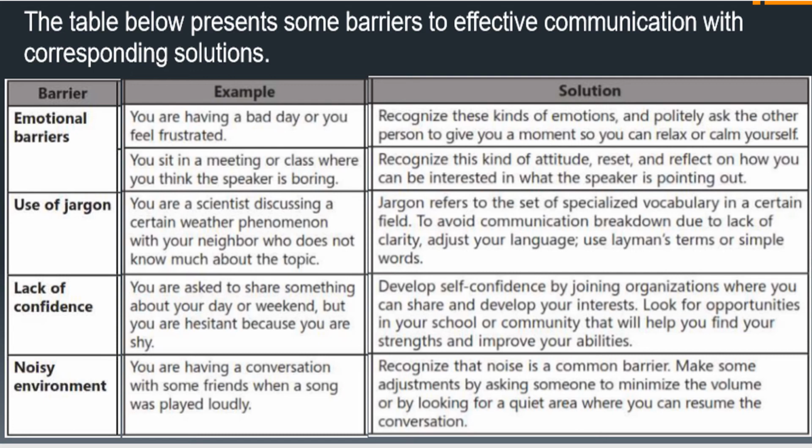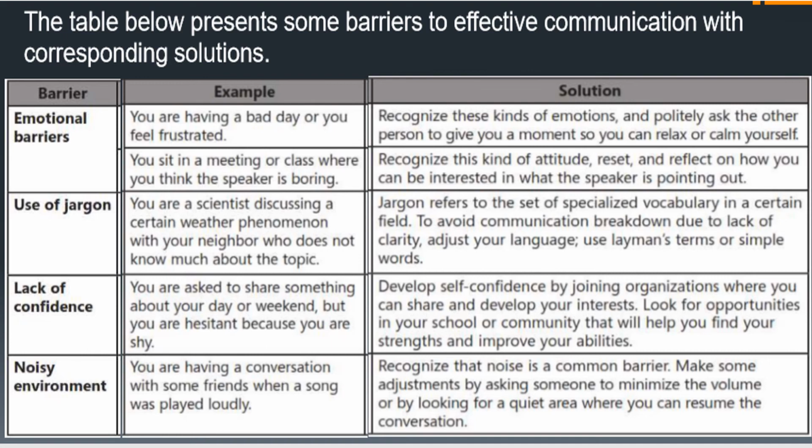The next barrier is the use of jargon. Example, you are a scientist discussing a certain weather phenomenon with your neighbor who does not know much about the topic. Jargon refers to the set of specialized vocabulary in a certain field. To avoid communication breakdown due to lack of clarity, adjust your language. Use layman's terms or simple words so that your receiver may understand what you are talking about.